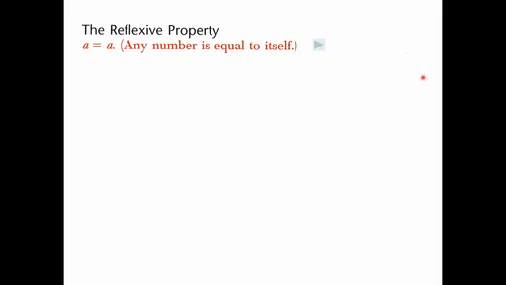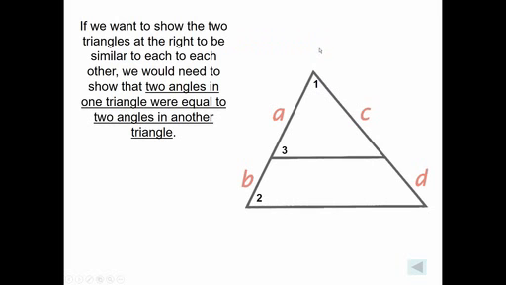Next is the reflexive property. Reflexive, any number is equal to itself. Here I'm going to try to give you an example that's a little bit ahead in the course. So we've got two triangles here. We have this big pink one and we have this little blue one. And later on we're going to try to prove that those two triangles, the big pink one and the little blue one, are similar to each other.